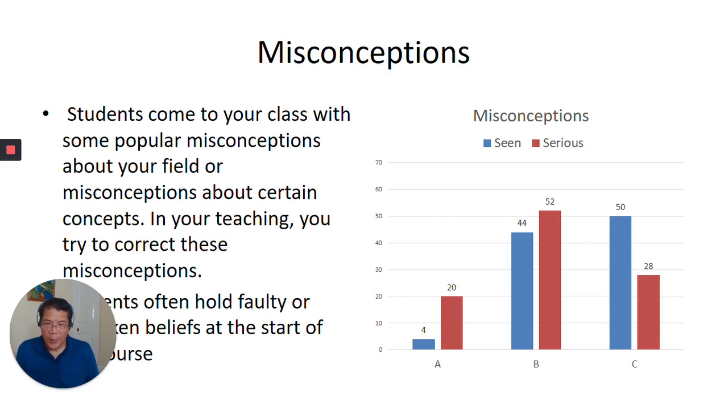We have left brain, right brain, people use only 10% of their brain, people have a preferred learning style. All of these are misconceptions that people have that are really, really hard to change. But there are ways of addressing misconceptions. I'd be happy to give you resources for that if you need.